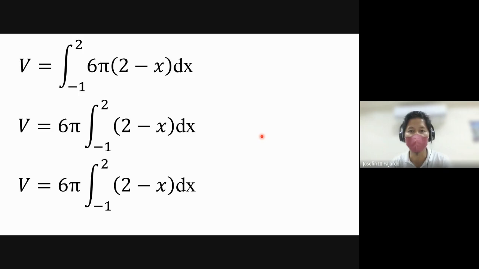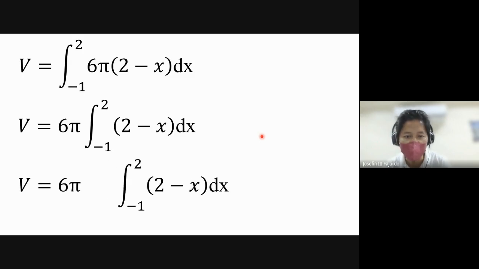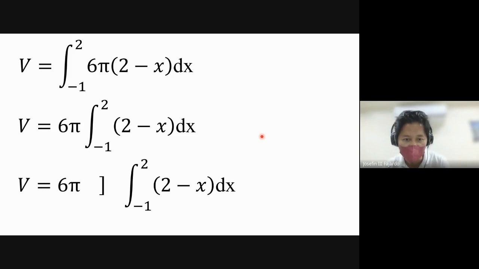okay, so we can have this bracket here. Ito na yung ating, muna pala, can have here. So we have a bracket. Ito na yung single square bracket natin dito. Ayun eh. There. And then we place a parenthesis for them.